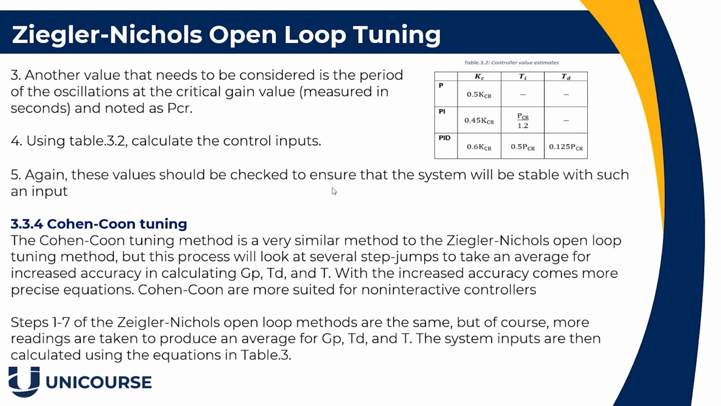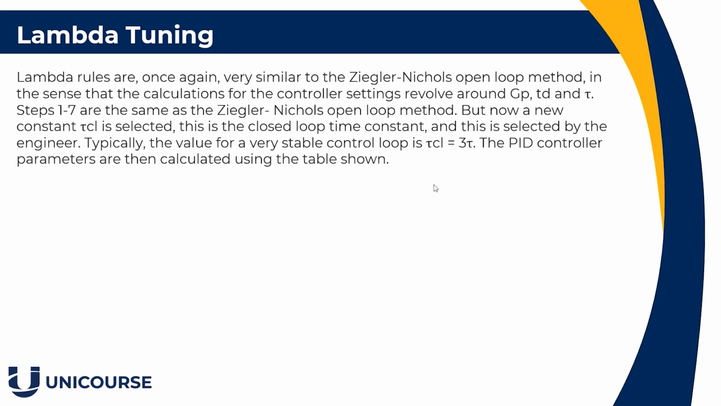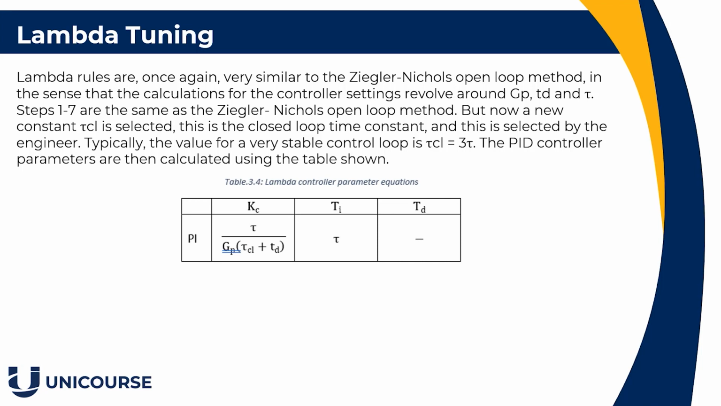Now another method that's being used is Cohen-Coon tuning. Very similar to the Ziegler-Nichols open loop system, and this is how it's all used. So we can see there, look at the tables at the top here. And then we've got, again, lambda tuning. It's similar to the Ziegler-Nichols open loop. They're all variations of each other, and depending on what sort of system you're running will determine which system you're actually going to run. And this is showing you again the formulas that are already set up in these systems.